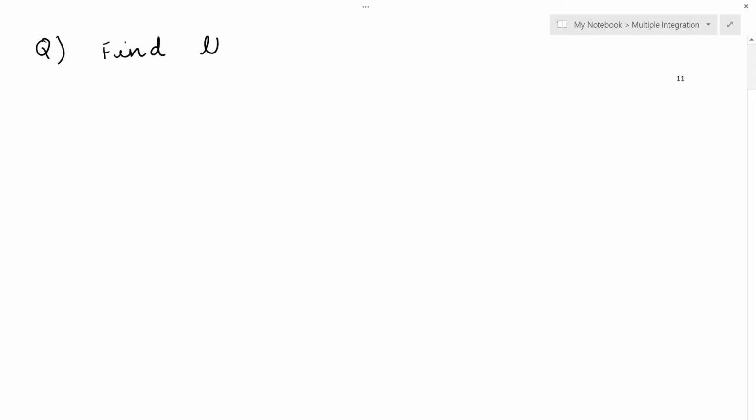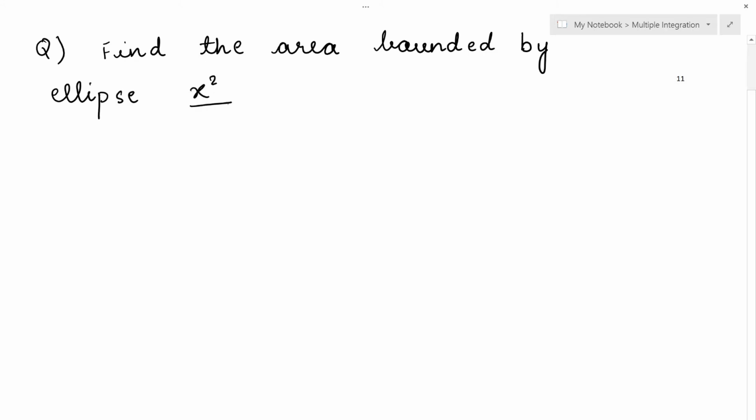Find the area bounded by the ellipse. The equation for the ellipse is x square upon a square plus y square upon b square equal to 1, above the x-axis.